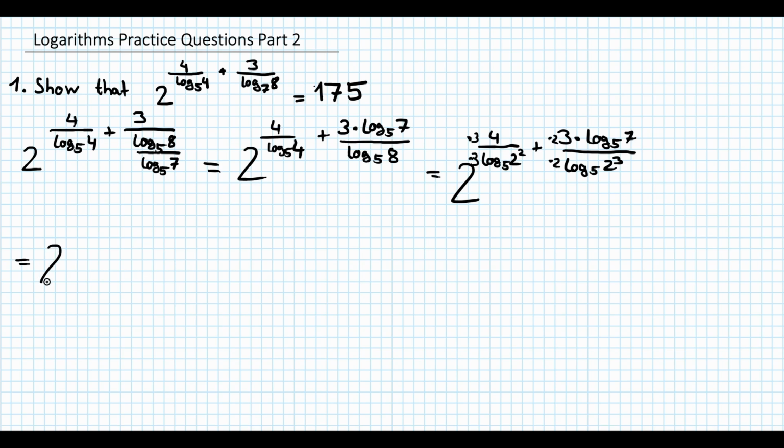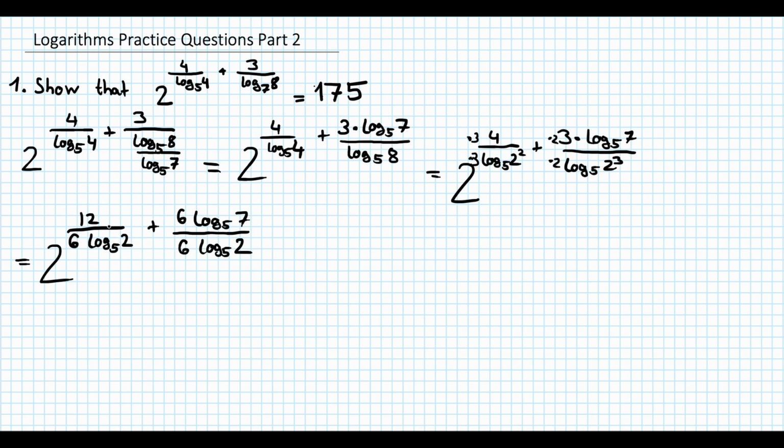So we'll be left with 2 to the power of 12 over, now take the 2 to the front and multiply it with 3, that's 6 log base 5 of 2 plus 3 times 2 is also 6 log 7, and divided by 6 times log base 5 of 2.